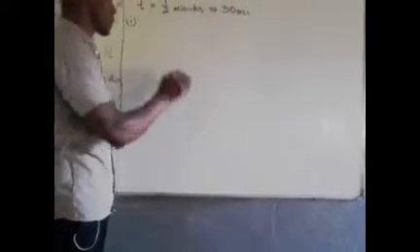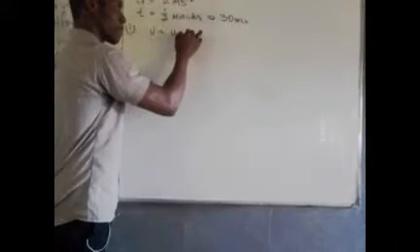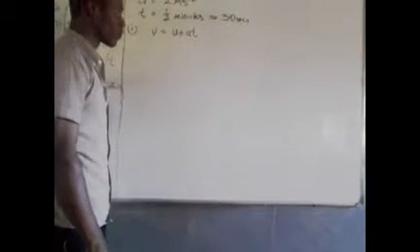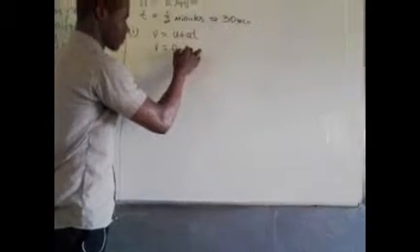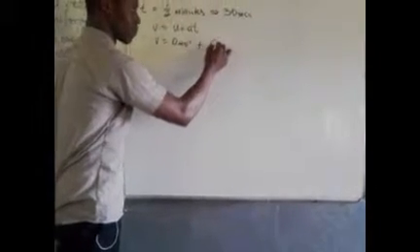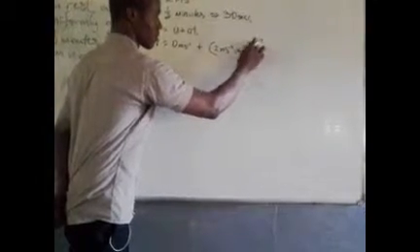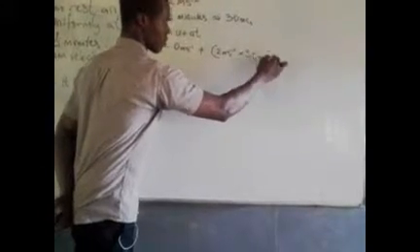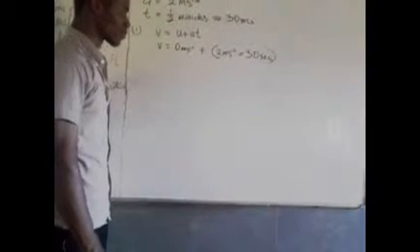So what we have here is V equal to U plus AT, because it's the formula that has all the three things we are given. Therefore, V equal to 0 meter per second plus open bracket 2 meter per second squared times 30 seconds, close the bracket.